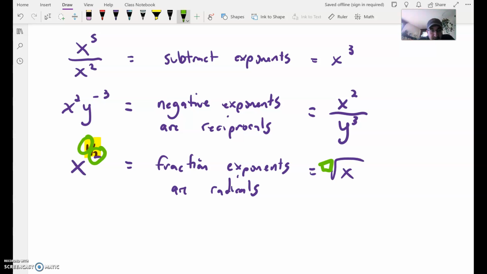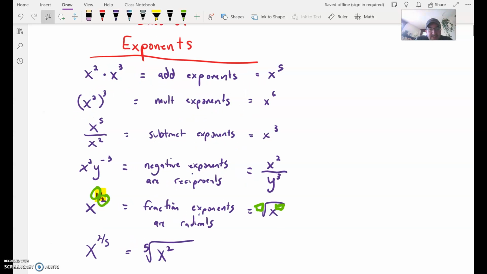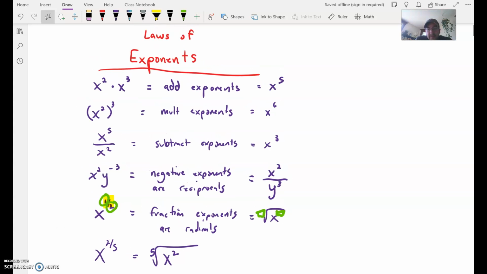And the number on the top goes in here. Okay, so if you had x to the 2/5, you could also rewrite that as the 5th root of x squared. Those are just some exponent laws. You see those on the SAT and ACT all the time. It's just good algebra to remember those rules. And so I wanted to start with that little mini lesson.